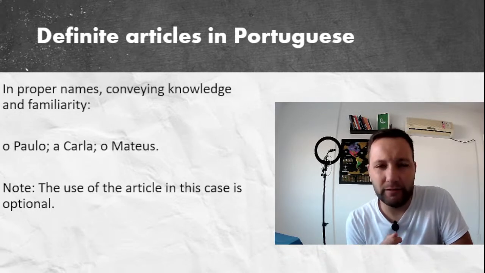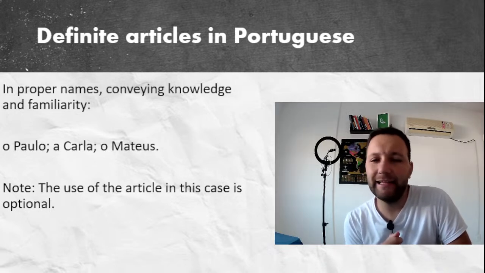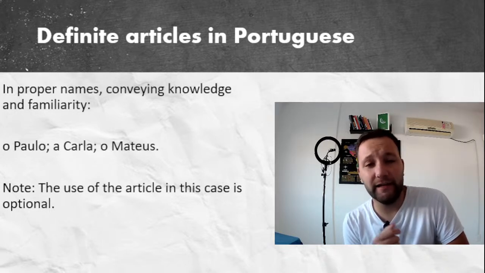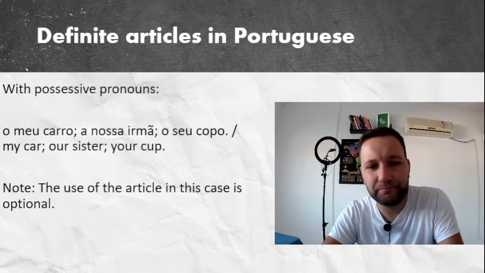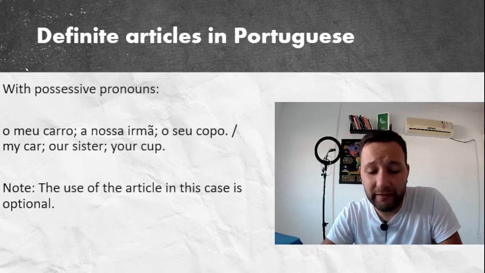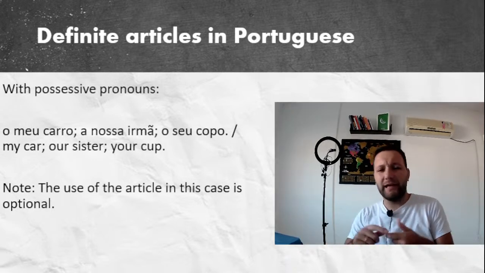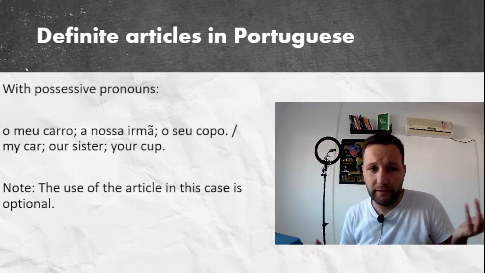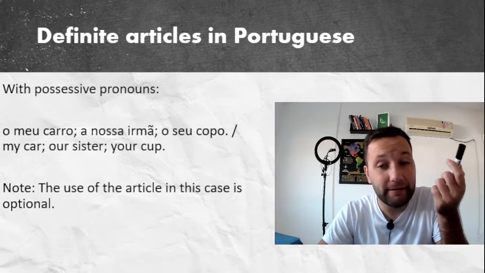Let me use a feminine one now. A Anitta. A Anitta é brasileira. Or I could start without the article. Anitta é brasileira. Also, we use with possessive pronouns. But teacher, what are the possessive pronouns? It's my, yours, ours. So I can say minha caneta or a minha caneta.